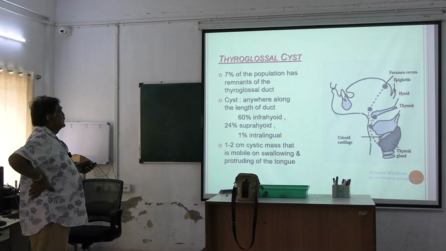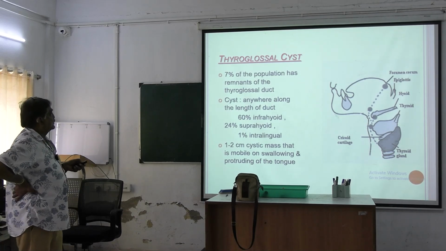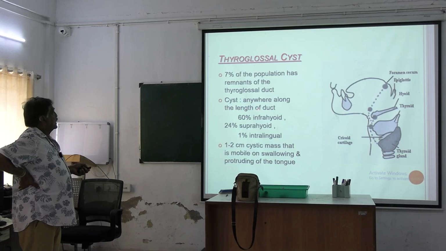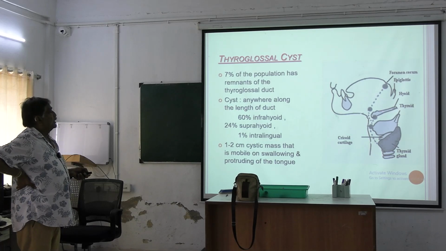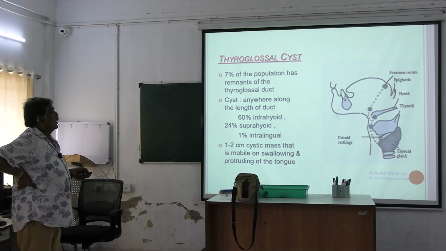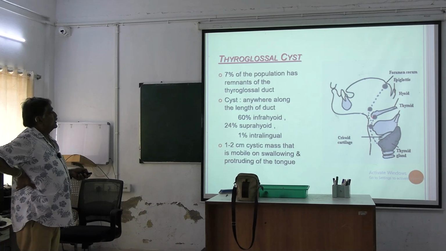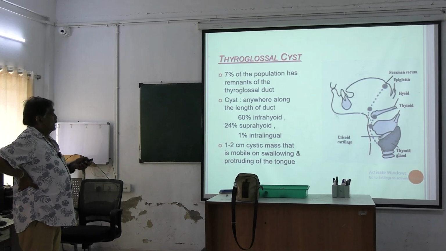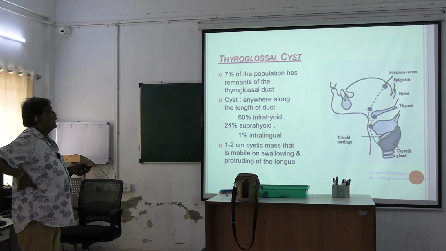Now, thyroglossal cysts, 7% of the population has remnants of thyroglossal duct. Cysts can be anywhere along the length of the duct, 60% infrahyoid. This is the thyroid, this is the hyoid bone. So, infrahyoid, in this region is the cricoid cartilage. In this region it is mostly present. Okay, but it can be in the inner part of here.